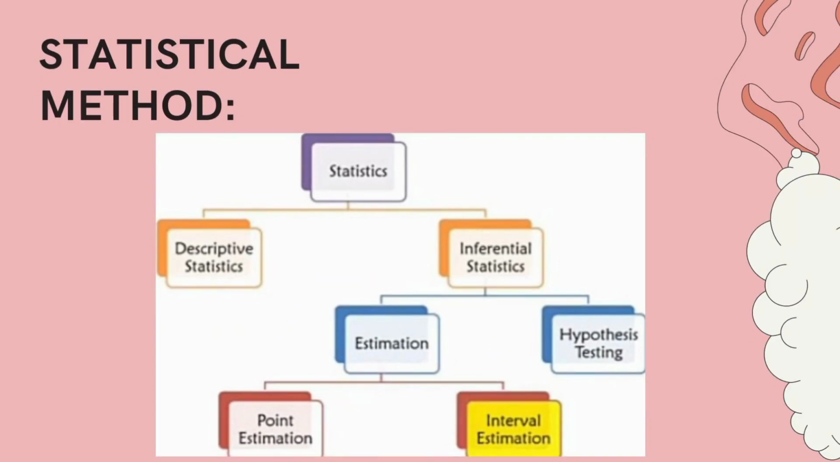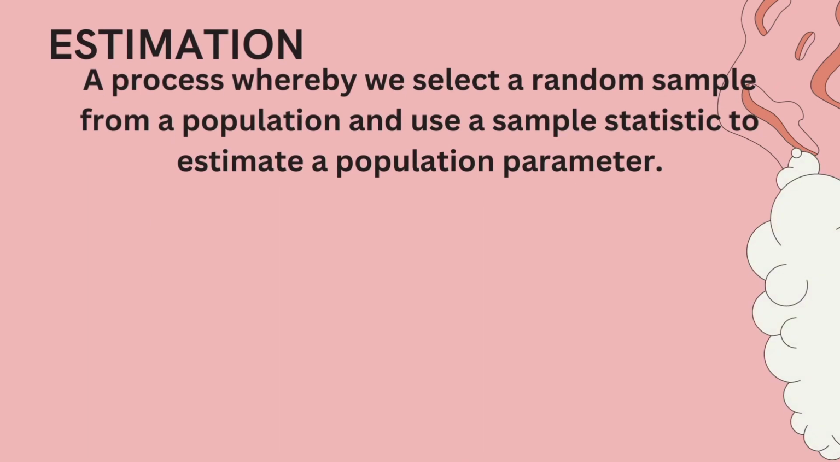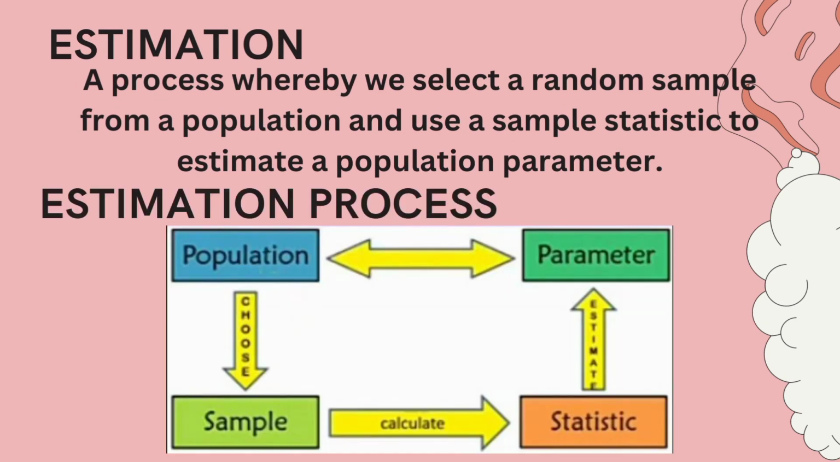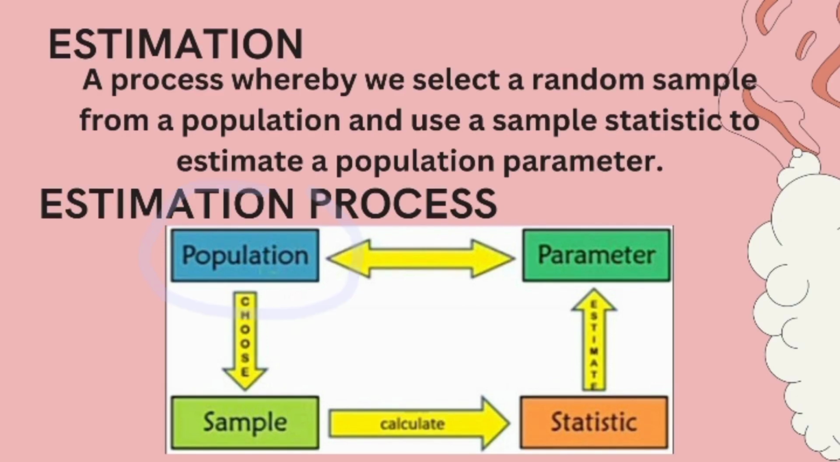Let us define first estimation. It is a process whereby we select a random sample from a population and use a sample statistic to estimate a population parameter. So here is the estimation process. First, you need to define your population. And then here, you are going to choose your sample.